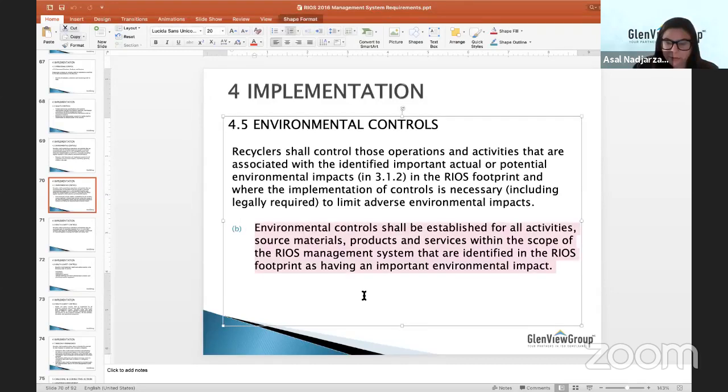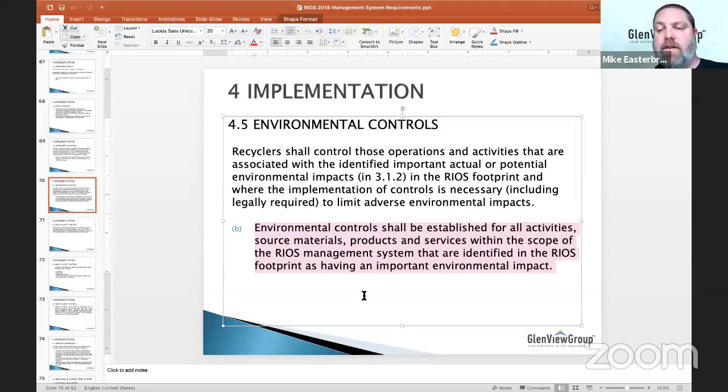B, environmental controls shall be established for all activities, source materials, products, and services within the scope of the RIOS management system that are identified in the RIOS footprint as having an important environmental impact. So yeah, again, this is saying that environmental controls are required for important environmental impacts. So this is just fleshing it out and saying you need to consider all things. You need to consider everything that's within the scope of your management system.